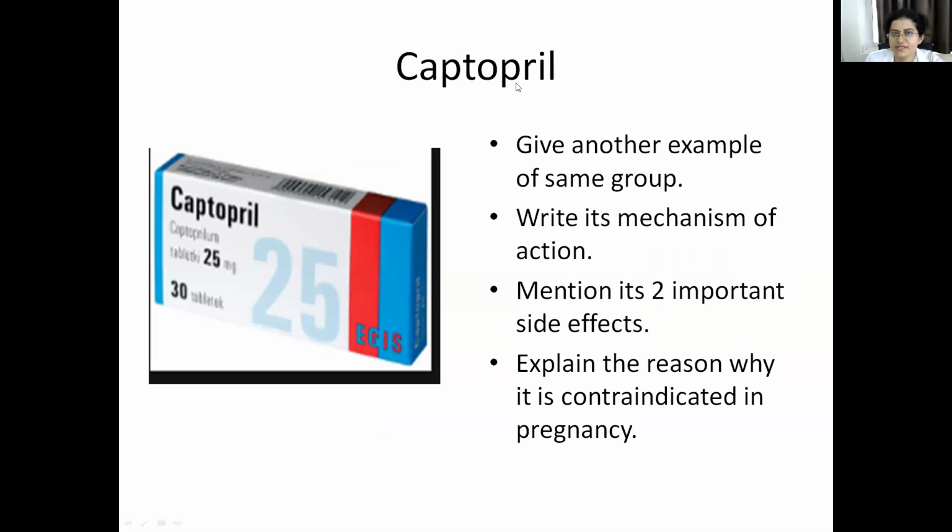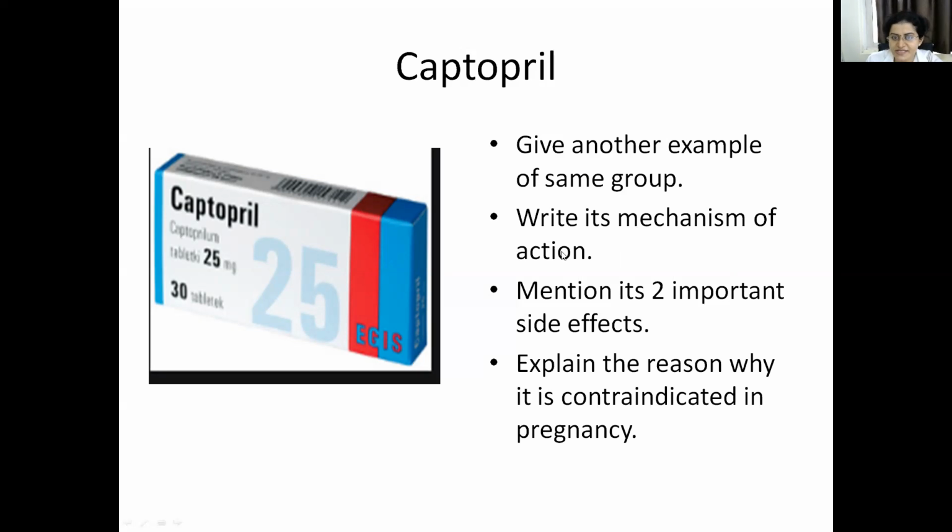Then captopril. What is captopril? It is an angiotensin converting enzyme inhibitor, that is, ACE inhibitor. Give another example of the same group. Apart from captopril, it can be benazepril, perindopril, ramipril, enalapril, lisinopril. You have to give the other examples.